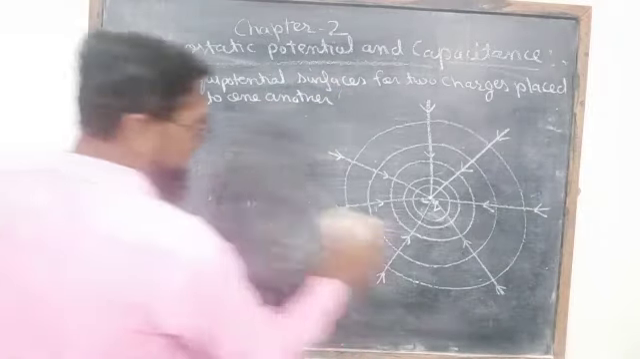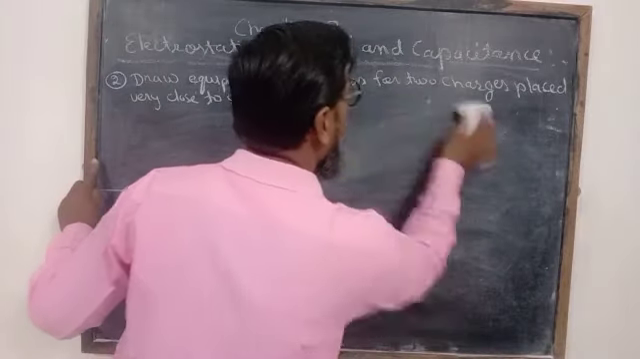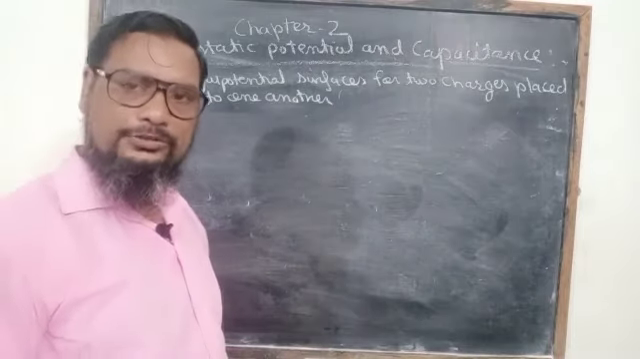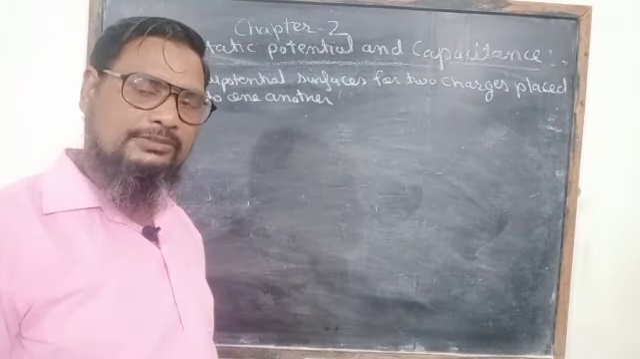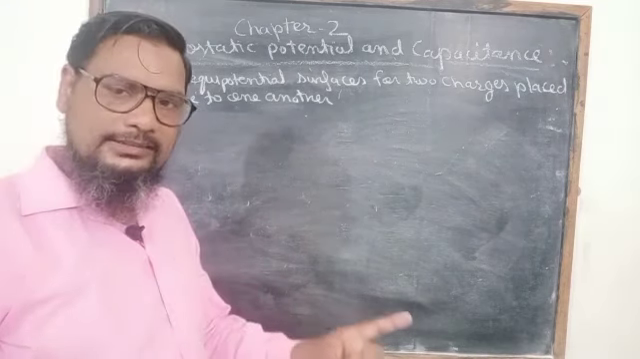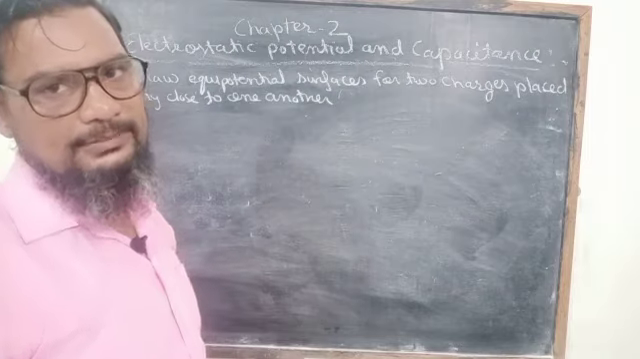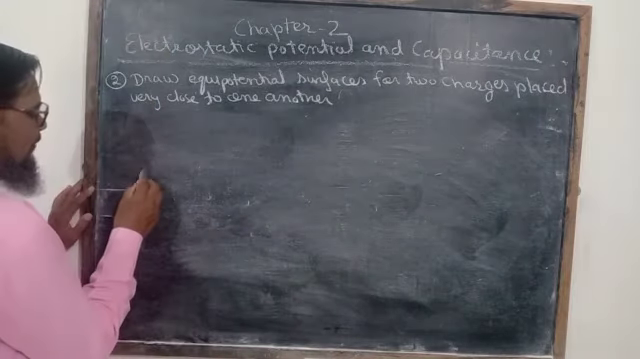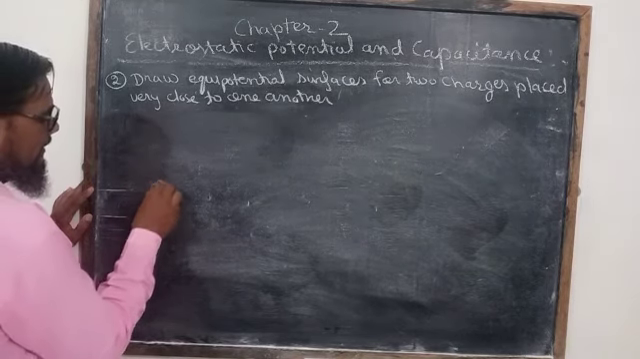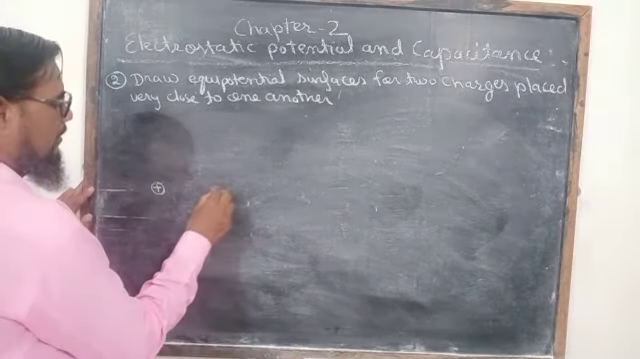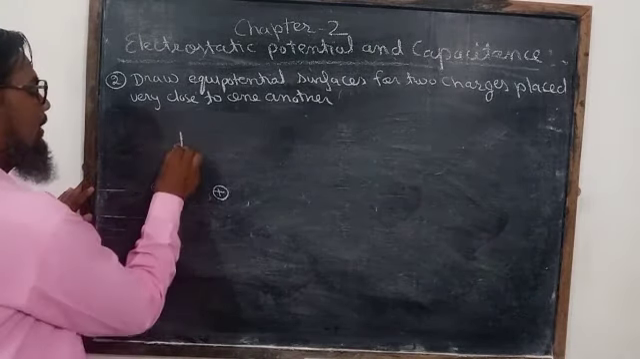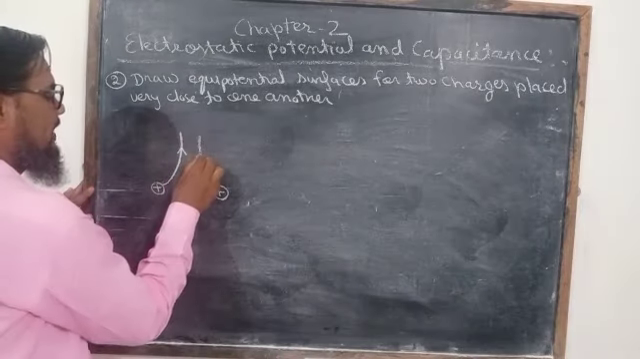And there are three cases in this condition: two positive charges placed very close to one another, two negative charges placed very close to one another, and two equal and opposite charges placed very close to one another. The first one is two positive charges placed very close to one another. We know that the electric line of force pattern is just like this.